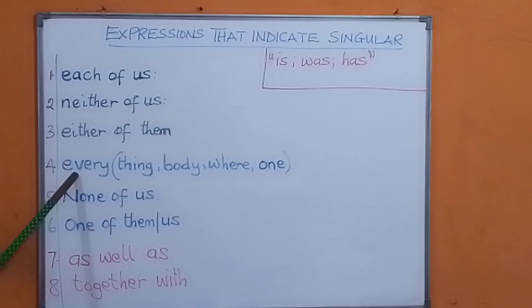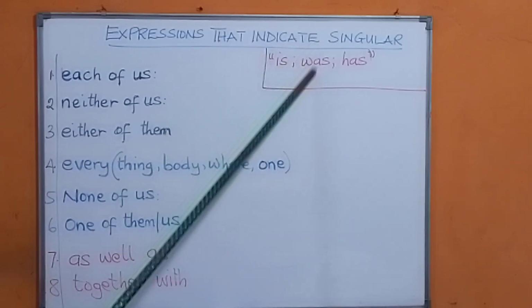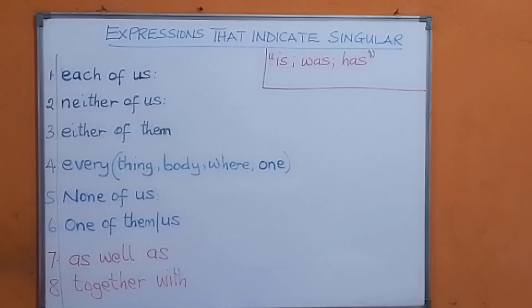Look at number 4. Whether you say everything, everybody, everywhere, everyone, you are going to put is or was or has. Everyone has his own part to play. Everything is going bad. Everybody is represented. Everywhere is dirty. Everyone is coming, or is going there.